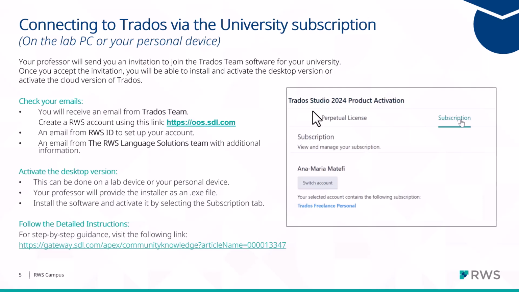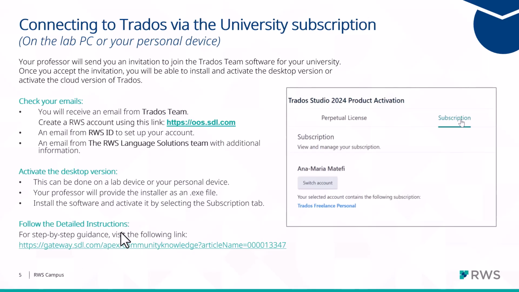Then you will be able to activate the desktop version and the cloud version using the subscription part. Now we will see how to activate the desktop version. After you install the program, you open the application and you will see here 2 sections, perpetual license or subscription. We will click on the tab subscription and we will follow the steps. We will select the email address and then click on activate.